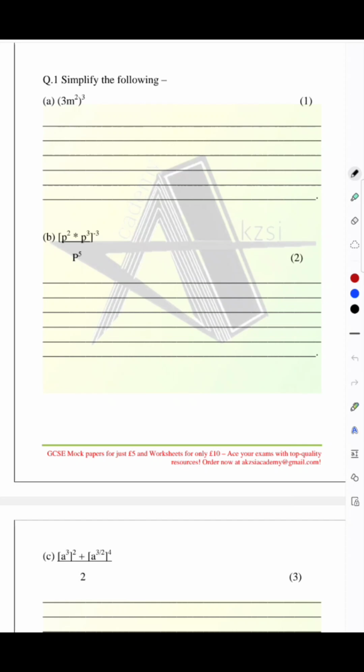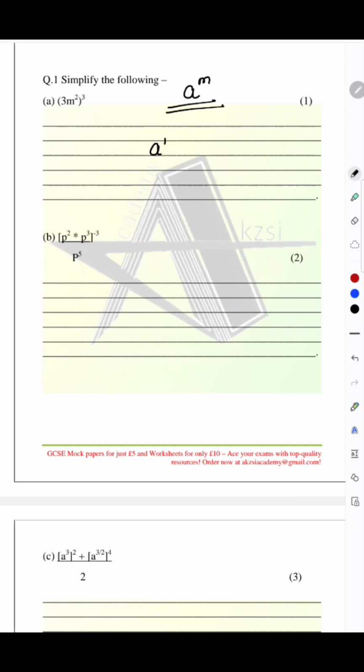So let's get started. Question 1 says simplify the following. Before we start any question, let me explain the laws of indices very quickly. If we know it's a to the power of m, this is indices. In this case, this is called the power and this is called the base number. Now, there are rules regarding multiplication, division and some operations with indices.